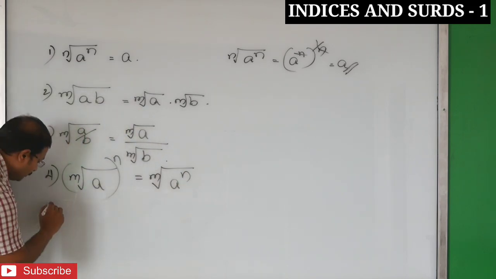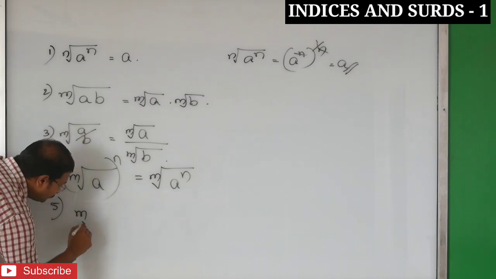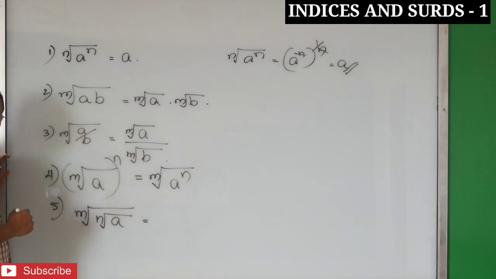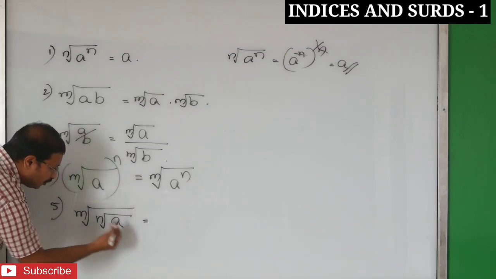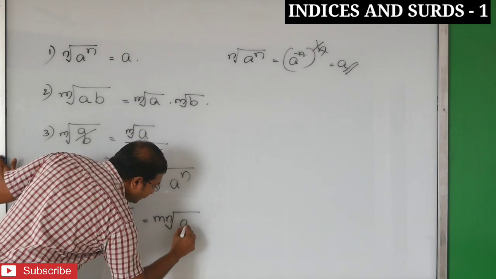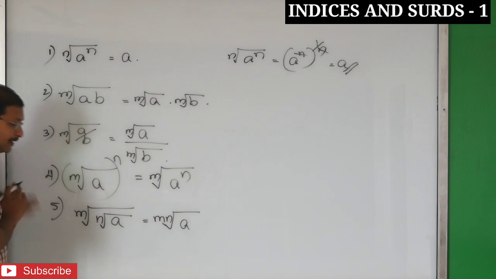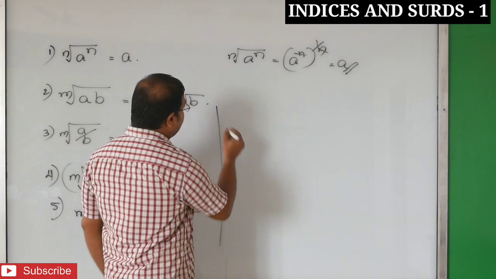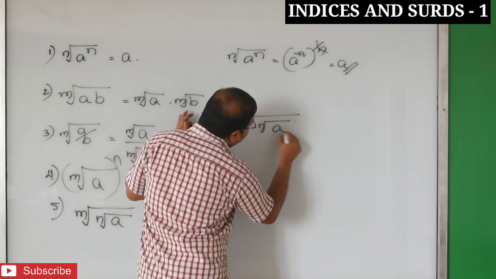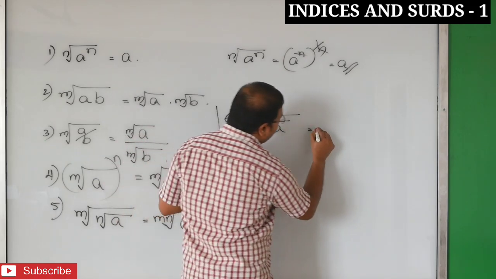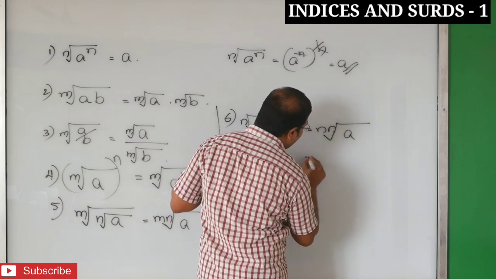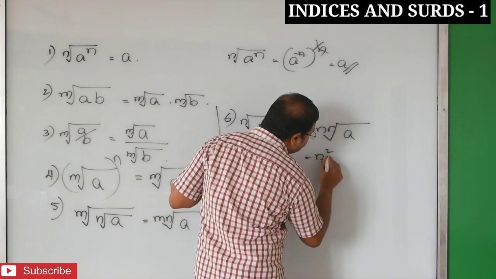Ready? Now the fifth one. Nth root of a equals, see, mth root of nth root of a equals mnth root of a. These two roots together will multiply. Next equation, the sixth one. Nth root of a equals, see what you will do, n into n, the root of a equals n into n, that means n square root of a.